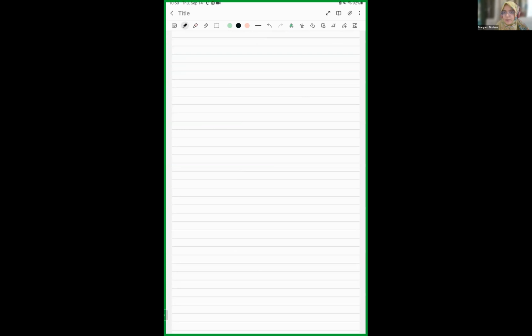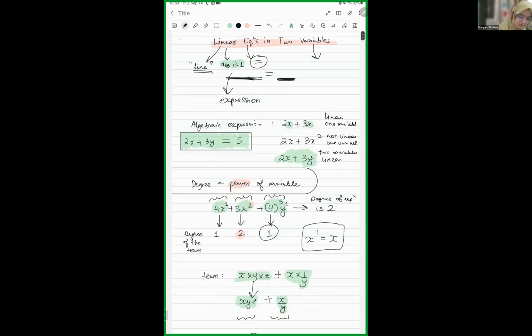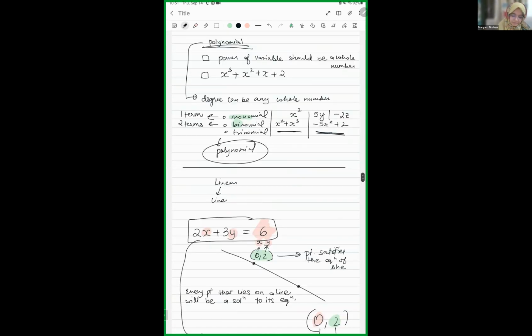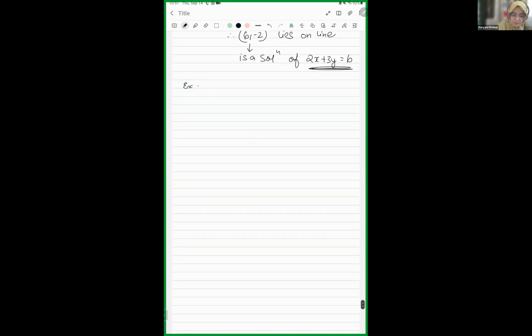Check which of the following are solutions of the equation. We are doing the third question right now. Okay. Exercise. I think I forgot to write the date. September 14. Exercise 4.2. Third question. Check which of the following are solutions of the equation x minus 2y equals 4 and which are not.